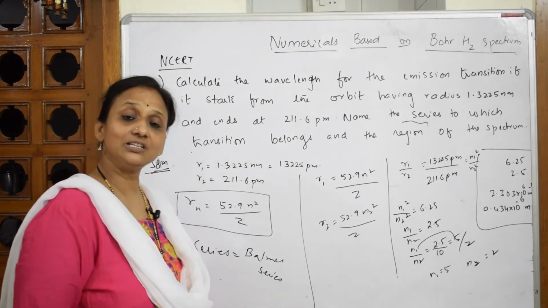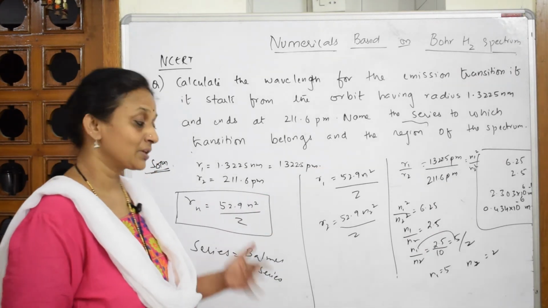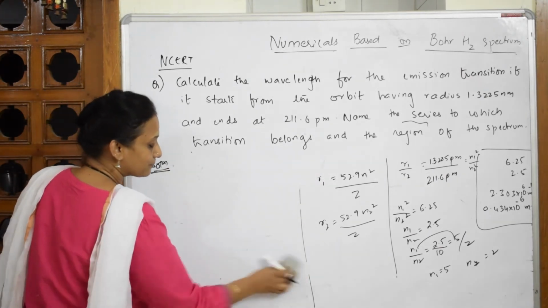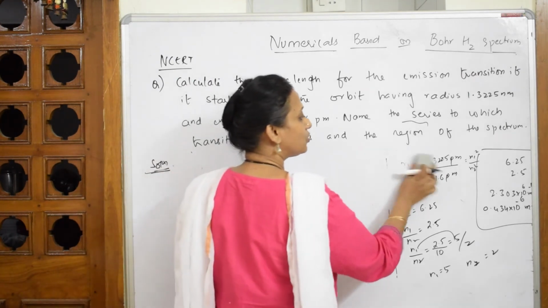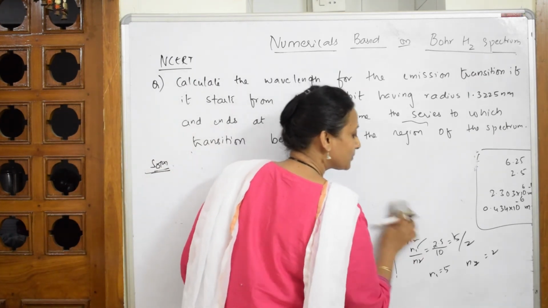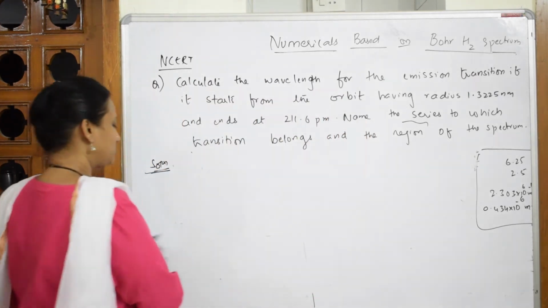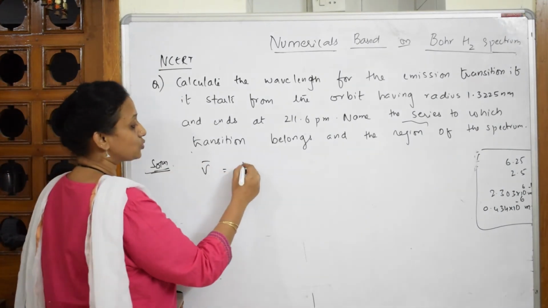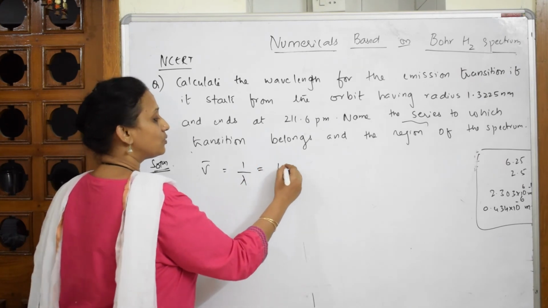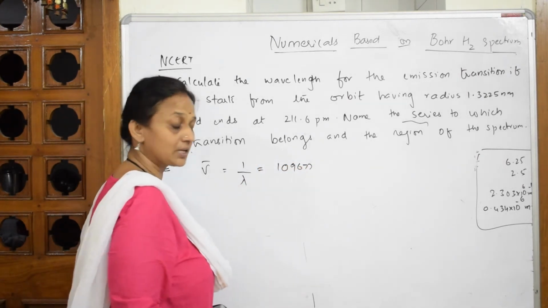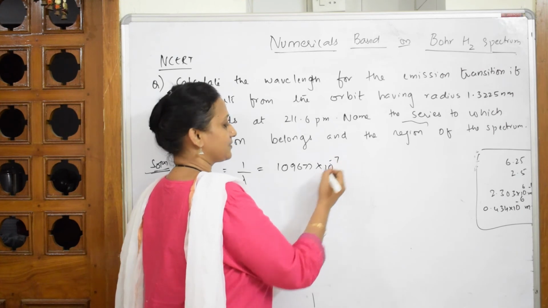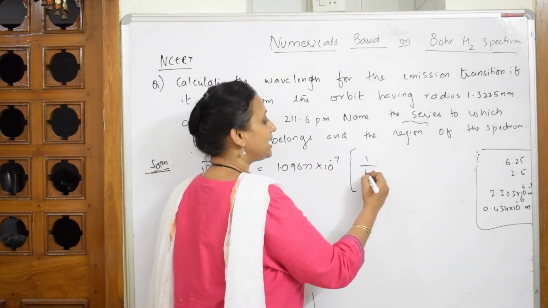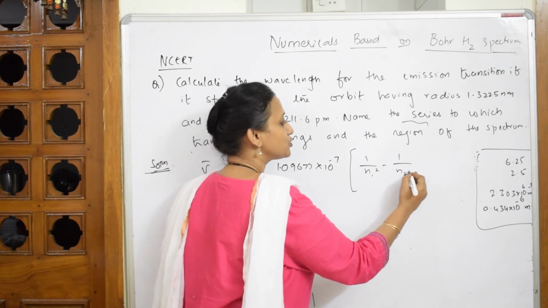Now I need to find to which region of the spectrum it belongs. So let us erase this part of the board and come back. To find the region, you always go with which formula? That is Rydberg's constant formula, nu bar equal to 1 by lambda is equal to 109677 into 10 raised to the power of -7, into 1 by n1 square minus 1 by n2 square.